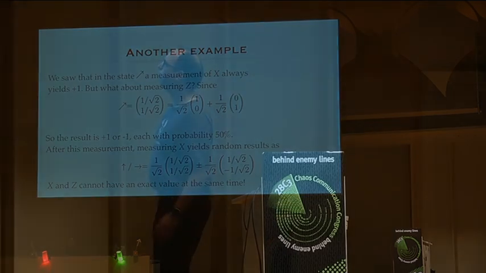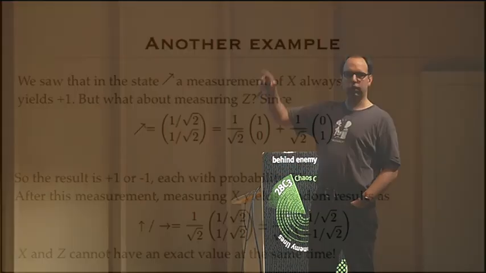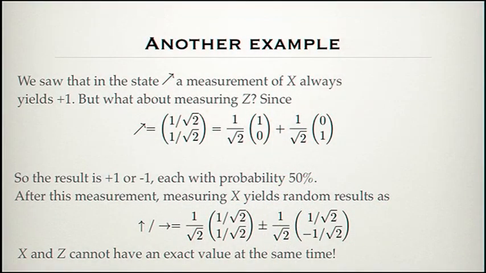Okay, let's see this in the real world in an example. We saw that this state upright for x, this was an eigenvector for x, that was the one with two equal components, so it always yields 1. But now I want to measure z on this. So this one, upright, was this vector, and remember these two guys were the eigenvectors for the z measurement, and this is the way to write them as a sum of these two vectors.